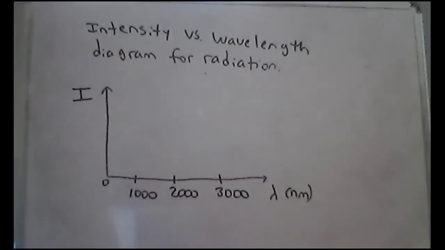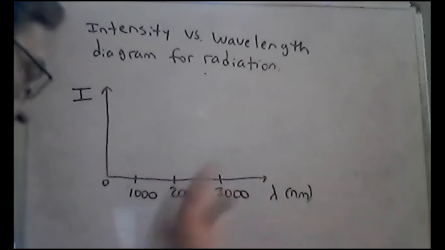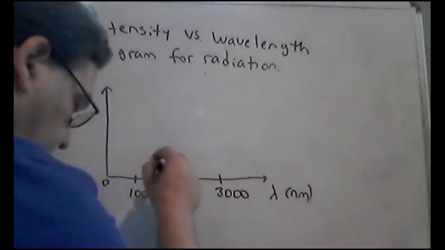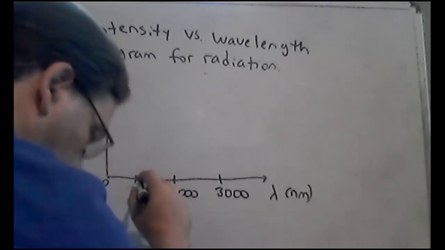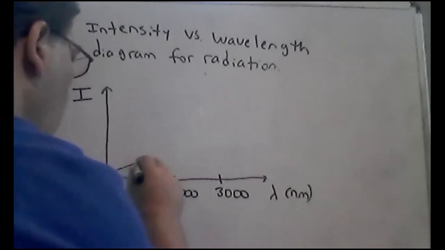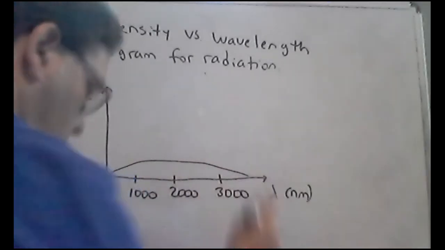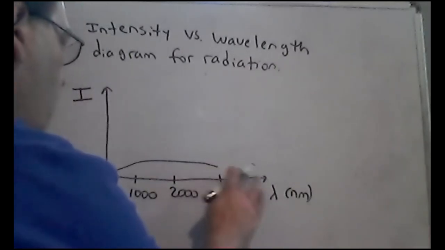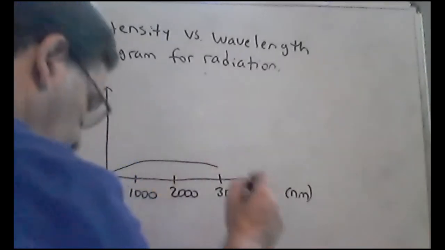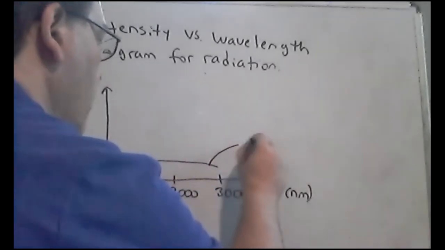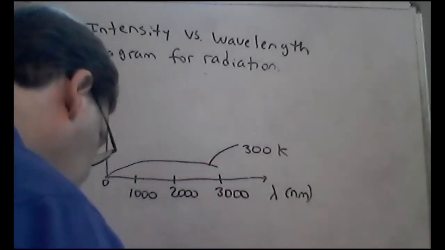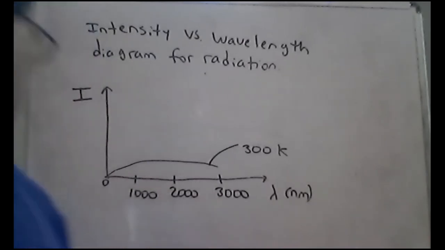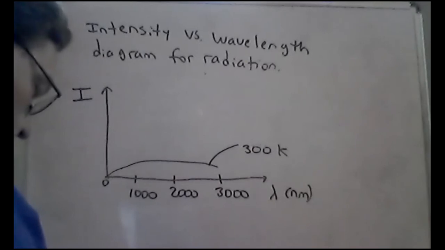Now, if I have the temperature at, say, 300 Kelvin, I'll notice an intensity curve. If I heat it up, that intensity curve would look something like this. Nothing much to talk about there. This is at 300 Kelvin. So I heat the object to 300 Kelvin. Now this is a radiant intensity. I'm not going to give the units on it. We're going to give the idea.